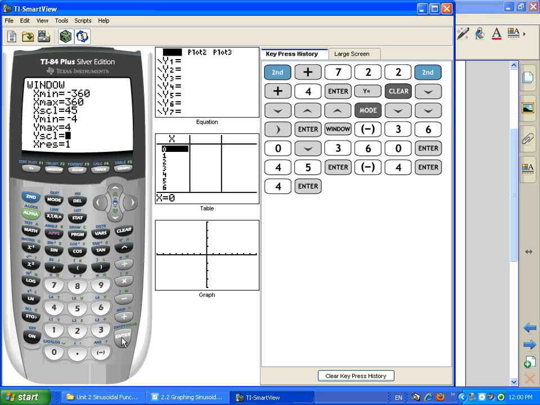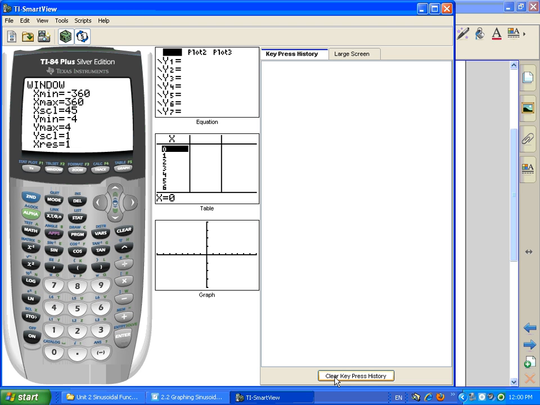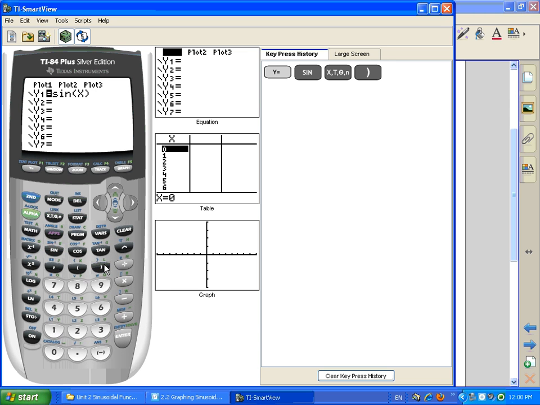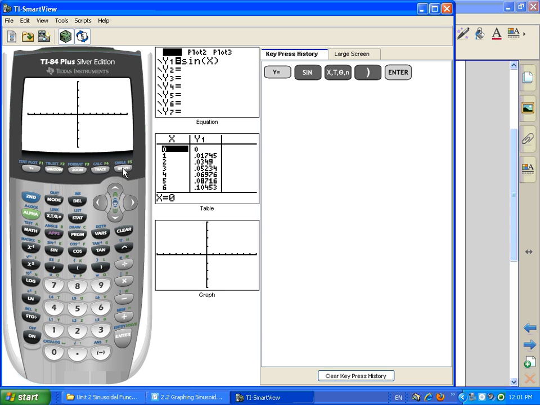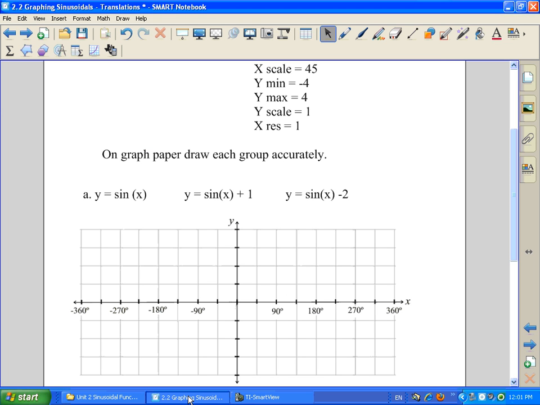All right, the first example says to graph y equals sine x. I'm just going to clear the history here so everybody can see it. Go to y equals, and then you're going to use the sine and then the X, T, theta, n button and close it. Then when you hit graph, here it comes. Okay, so what I'm going to do is flip back to the lesson, guys, and graph that on here.